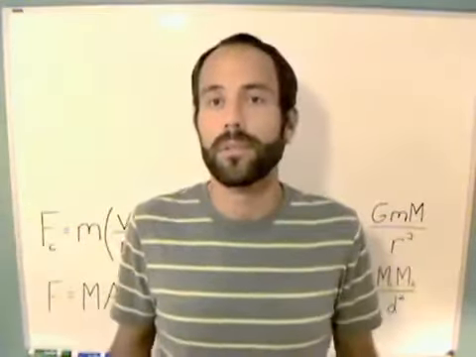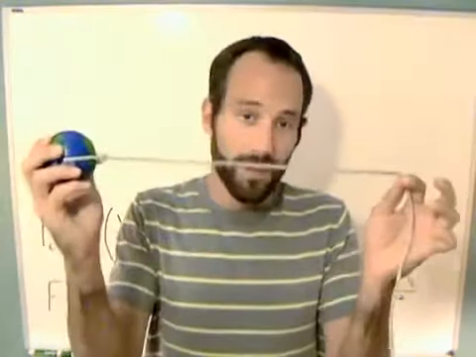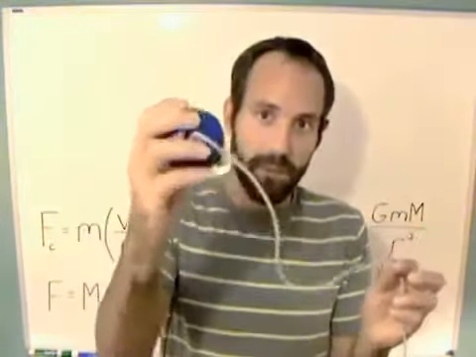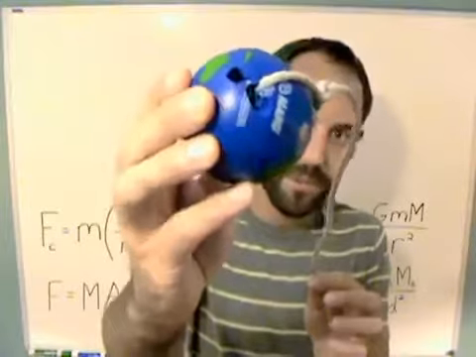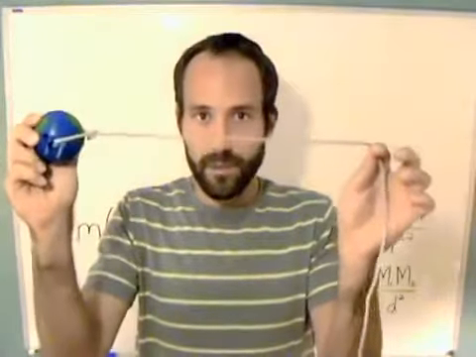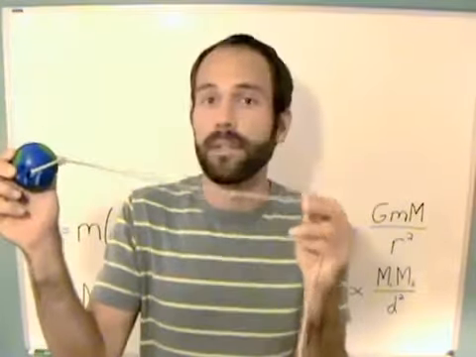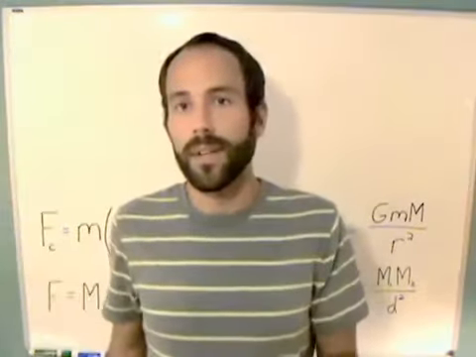a force directed towards the center of a circle. So a ball on a string is the best way to give an example of this. You have a ball or a mass, a little foam spherical Earth here, and a string representing the force pulling it towards the center, which in this case would be my hand, where you could say that was the Sun. So you spin this around.